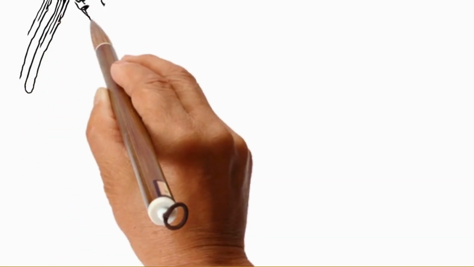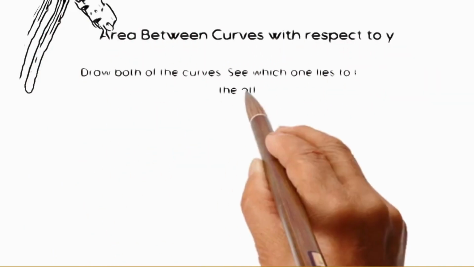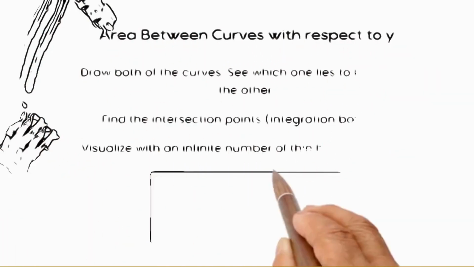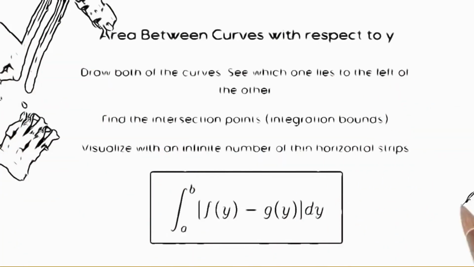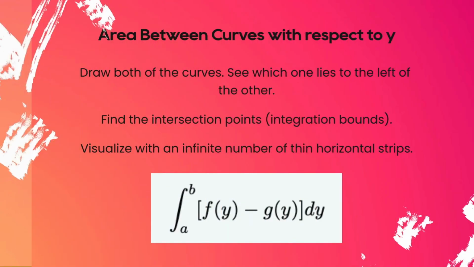Now area between curves with respect to y. The process is similar. You first draw out both of the functions, see which one lies to the left or to the right, and then you find the intersection points to find your integration bounds. And in some problems, you'll be given the integration bounds, so you can just use that simply. And then you imagine an infinite number of thin horizontal strips. And then the area can be represented as f of y minus g of y, which is the difference between the two functions, times dy, which is like the infinitely small width, and then you can integrate that.